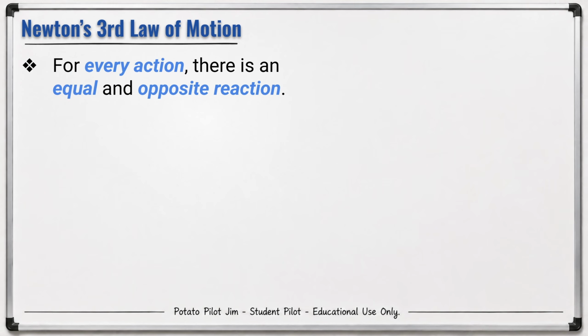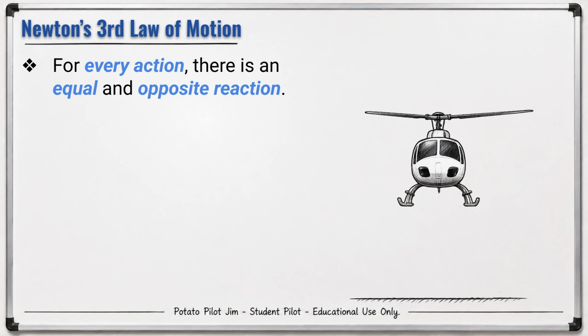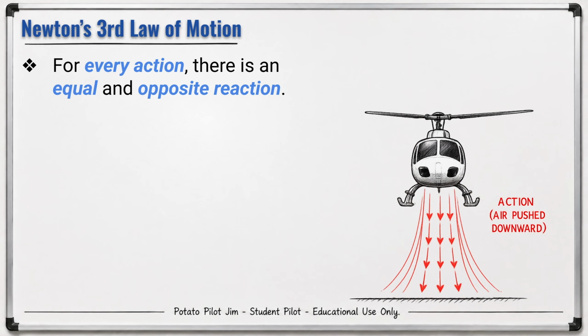Newton's third law states that for every action, there is an equal and opposite reaction. At first, this might sound like something from a high school science class, but it's actually happening every time the helicopter leaves the ground. As the rotor blades spin, they push a large volume of air downward. That is the action. The reaction is the air pushing back upward on the rotor system with an equal force. That is one of the primary reasons a helicopter is able to generate lift.